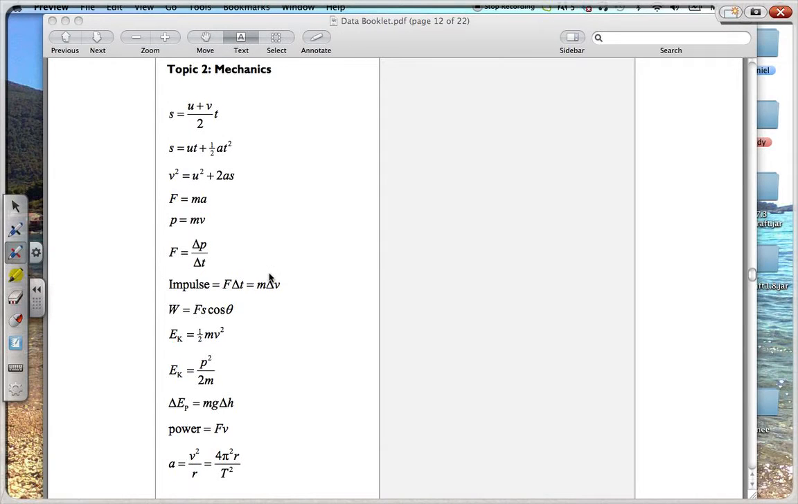Hi students, in this video I'm going to do a bit of an overview of the data booklet section for the topic 2 mechanics. Looking firstly at these three formulas over here, these are all what we call our equations of motion. We can add one other to this: v is equal to u plus at.